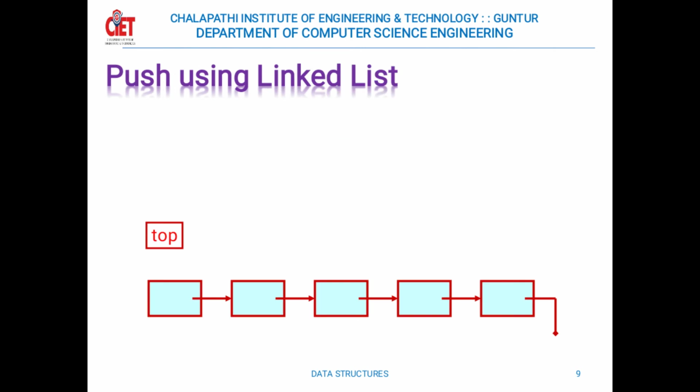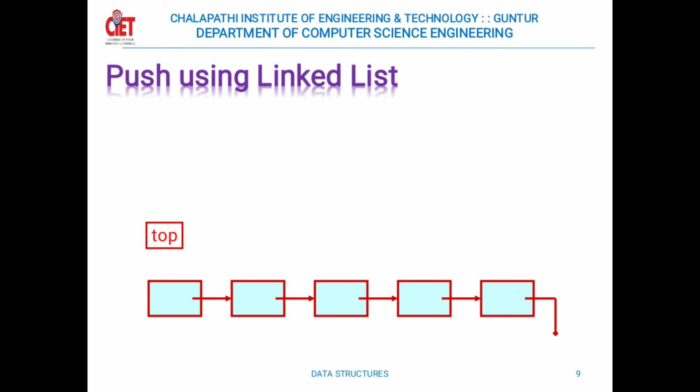Now the implementation using linked list. First one is push operation. Add an element at the stack top. The initial value is the top. So top always represents the last element in the stack. So if you want to add an element at the stack top, that is called push.